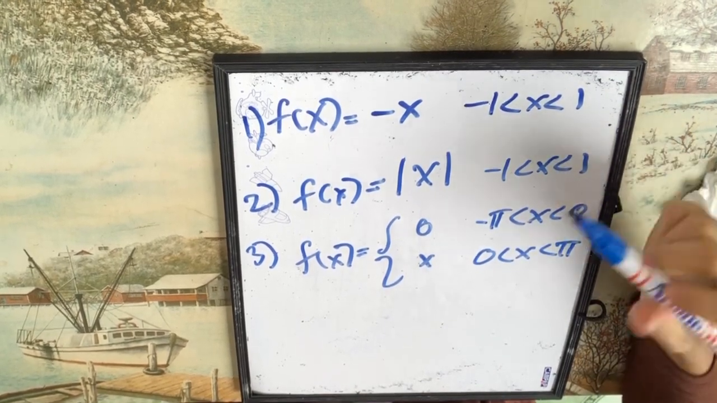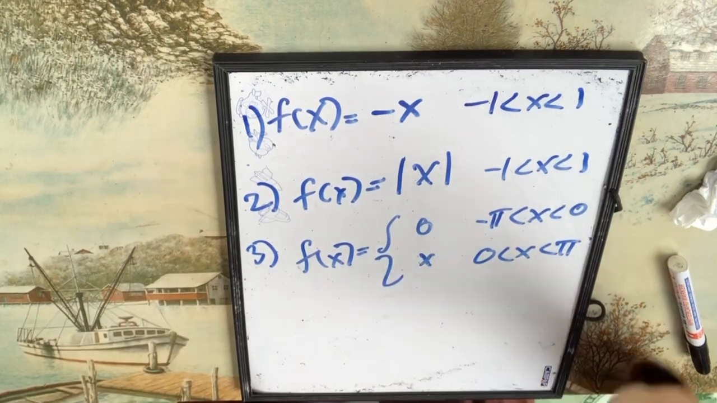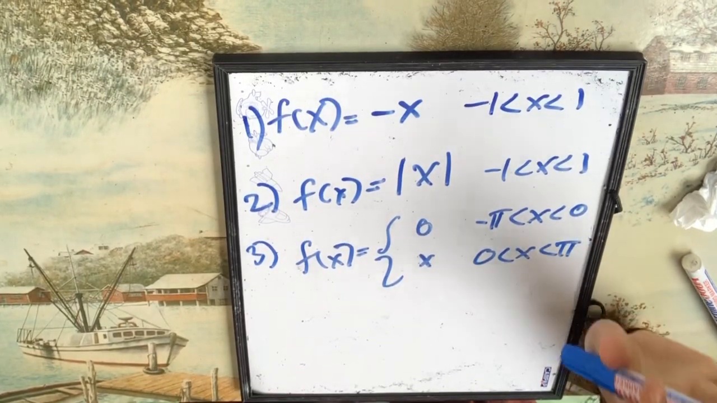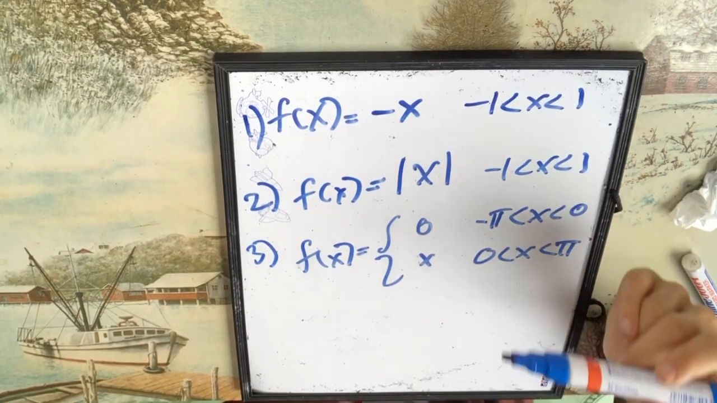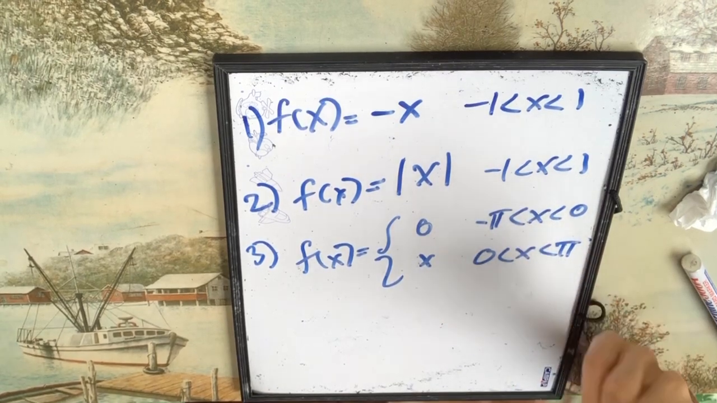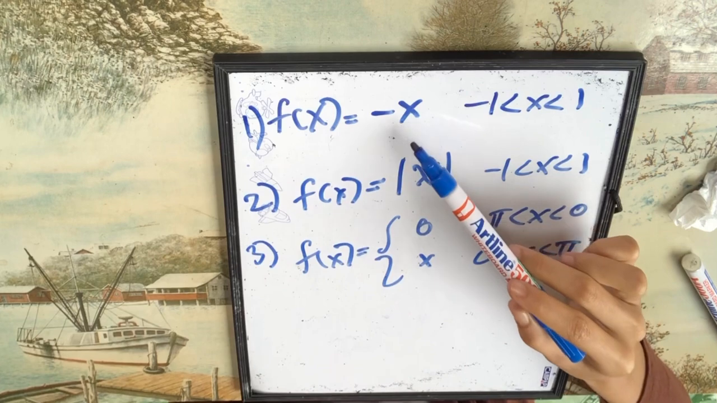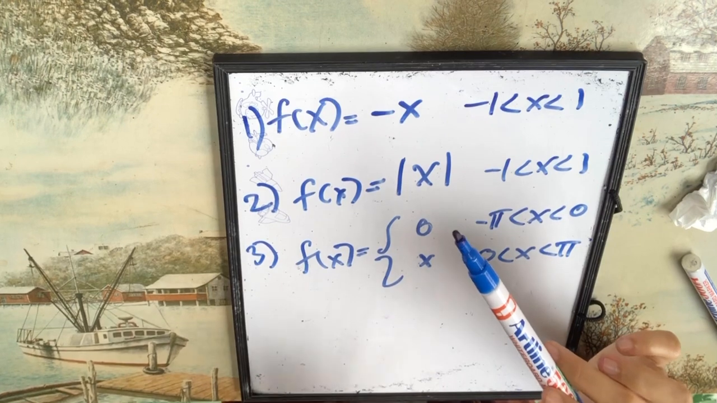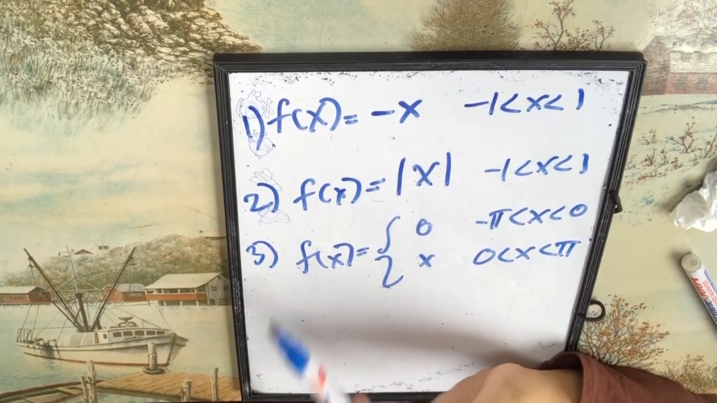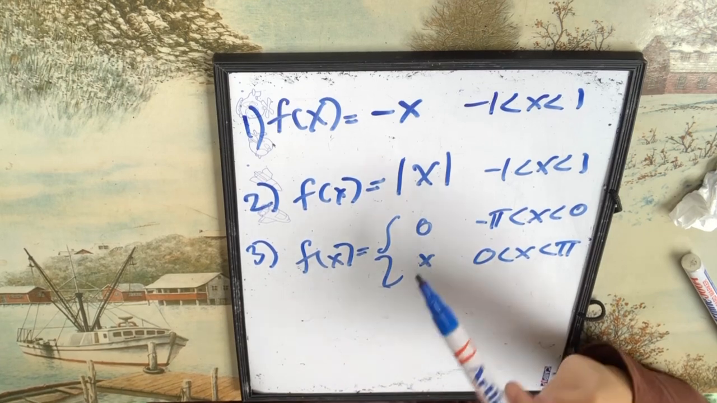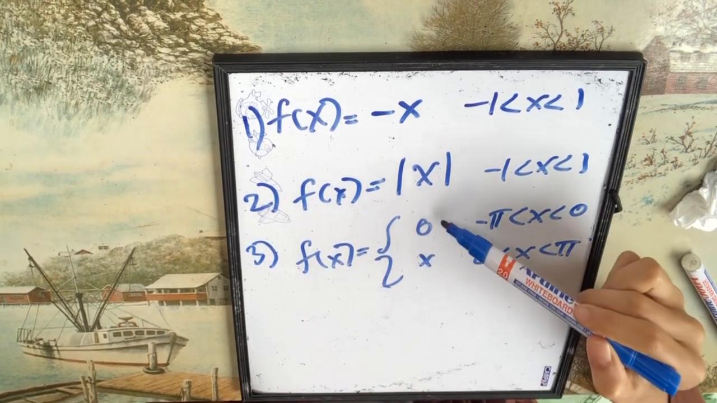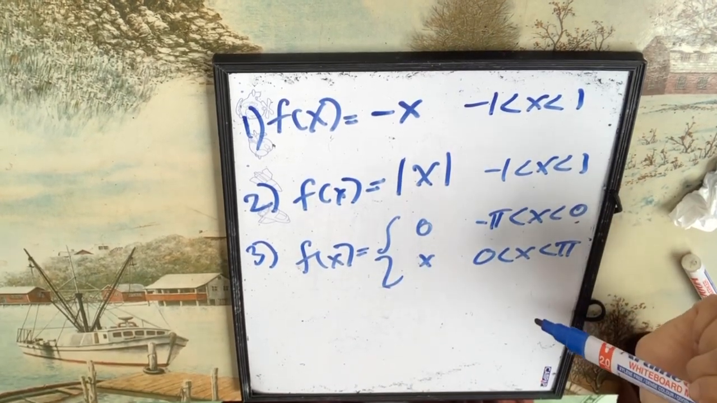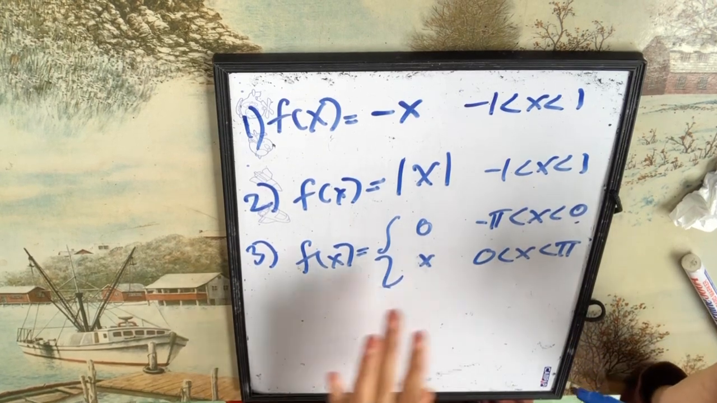So can you spot the difference between example 1, 2 and 3? You can see that for function 1, it's just one function. But for example 3, they have 2 functions here: f(x) equal to 0 for this interval, and f(x) equal to x for this interval. Means that they have 2 functions, and this one we call a piecewise function.